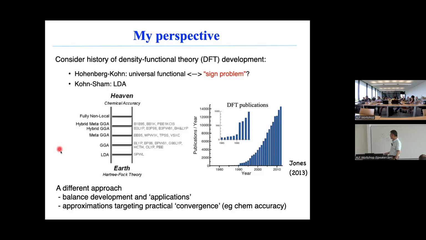It took a balanced approach between development and applications. And it made approximations that target practical convergence. For example, chemical accuracy, which is a certifiable convergence. You're not exact, but you get to a certain level where you can make reliable predictions in chemistry that a reaction would happen or not happen.